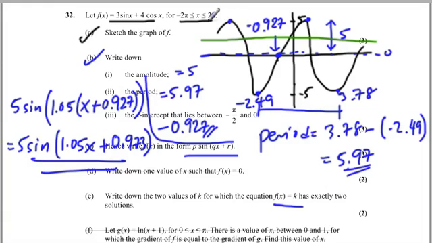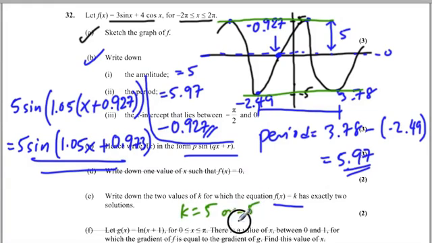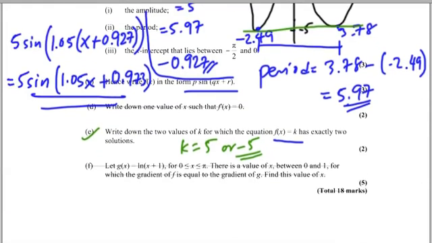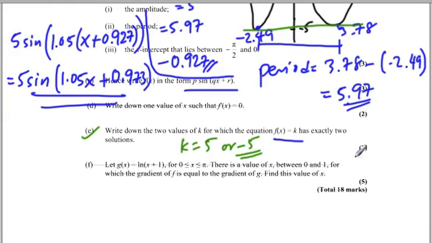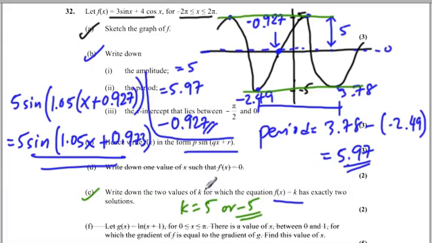The two lines where I'll have exactly two solutions are, I'm going to remove that green line so it's not confusing, over here. So when k is equal to 5, and over here, because it hits those two minimum points. So k will be 5 or negative 5. And that's the solution for E. And F we don't have to do because once again, it refers to calculus, so we don't have to worry about that.